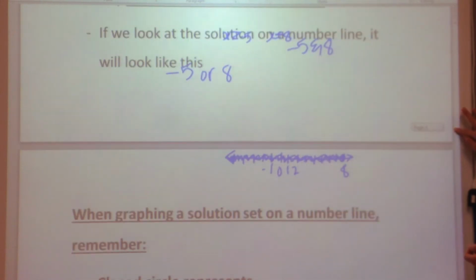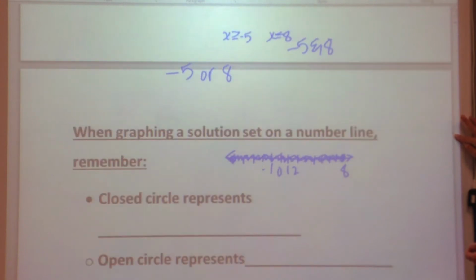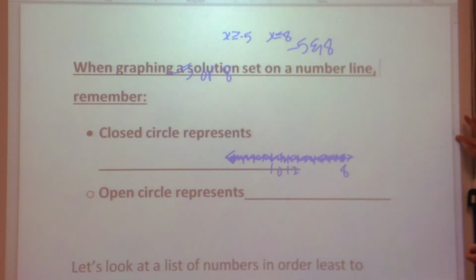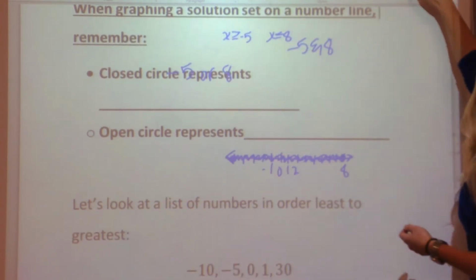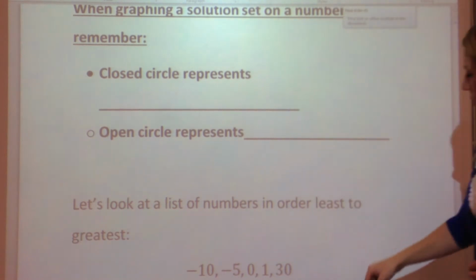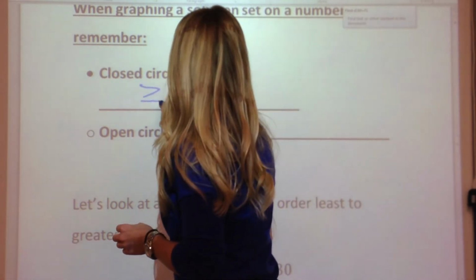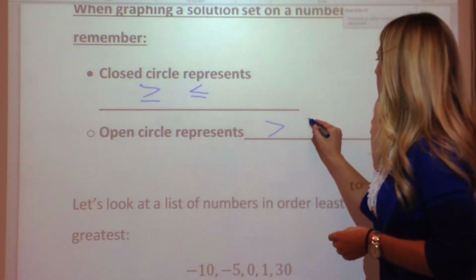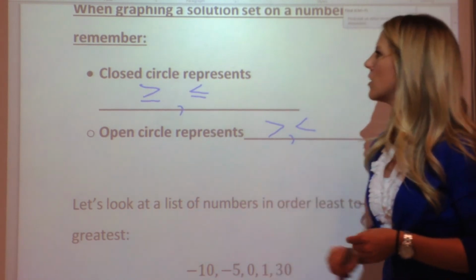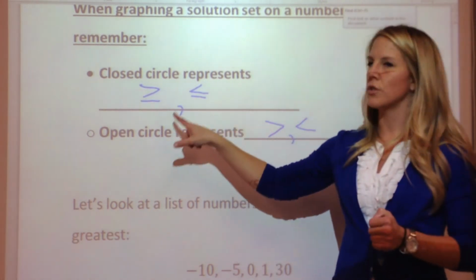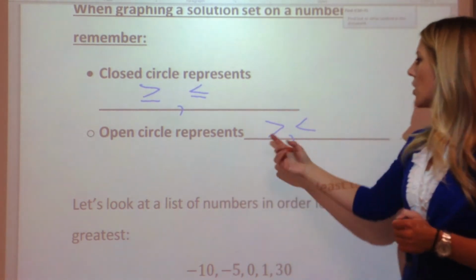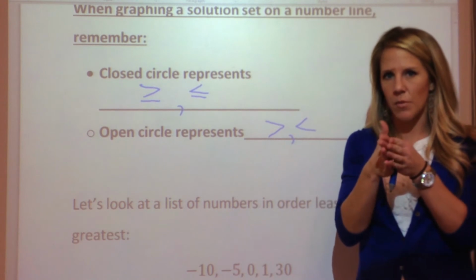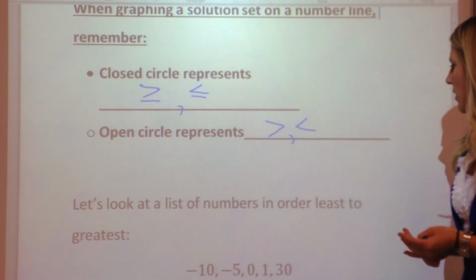So you heard me talk about the closed circles at -5 and 8. The closed circle represents greater than or equal to and less than or equal to. An open circle represents greater than or less than. So a closed circle means that value is included in the solution. Greater than or less than is an open circle, so that value is not included. It's everything as close as it can be to that number, but it will never be exactly that number.